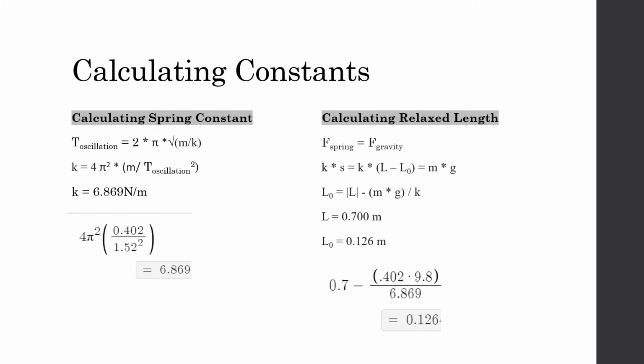These values allowed for the spring constant to be measured using the equation stating that the period of oscillation is equal to 2 pi times the square root of mass divided by the spring constant. Rearranging this equation and plugging in values for T, the spring constant was found to be 6.869 newtons per meter. The relaxed length of the spring was also found by using the equation that the force of gravity is equal to the force of the spring. This can be rewritten using the non-relaxed length of 0.7 meters and the spring constant to solve for the relaxed length, which was 0.126 meters.